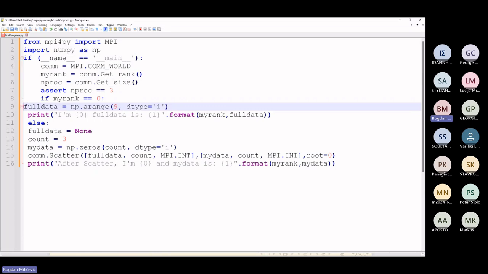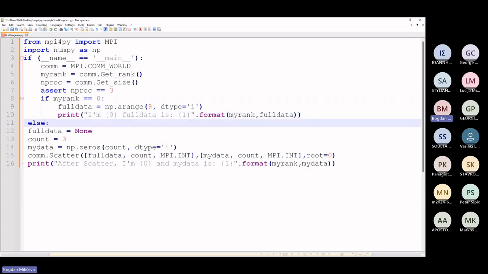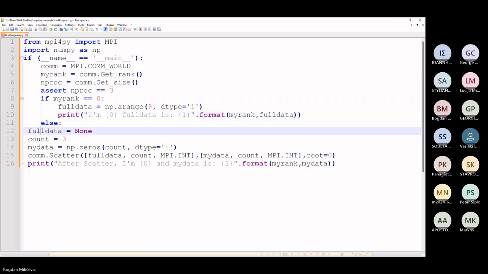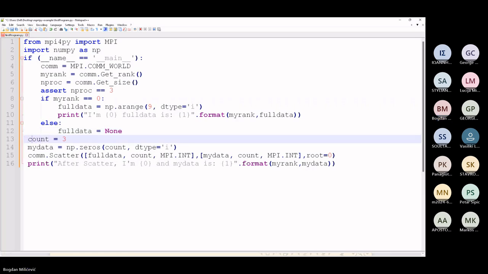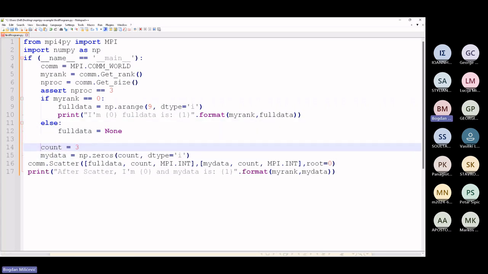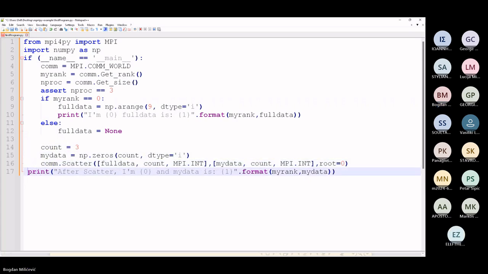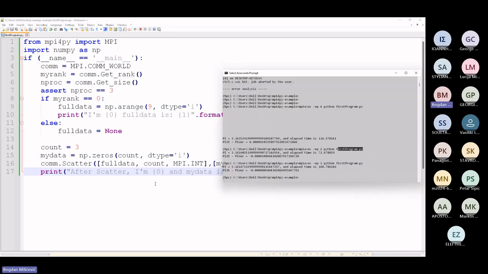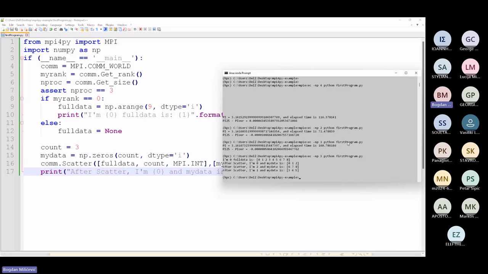If we are the 0th process, we are creating the full array. We are printing the data. Then at everybody else, we don't have the data. Then after that, this is performed by everybody. Okay, let's try. So it should be run with 3 processes, or else it won't work.